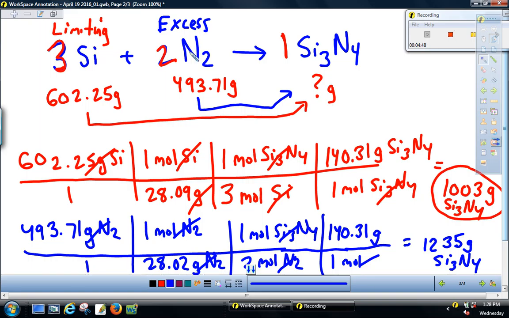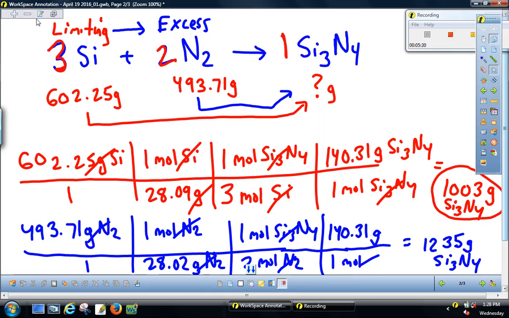So the final step is, how much of that 493.71 grams is left over? In your notes there's an outline of how to determine this. Typically, you can go from product back into excess, but I like to start out with the limiting reactant and from it figure out how much excess is needed. What I mean is 602.25 grams of silicon are going to react to make 1,003 grams of product. So I know I used up all of this, so I can take the grams of silicon that reacted and use that to figure out how many grams of nitrogen go along with it. That is the process that I am going to take.